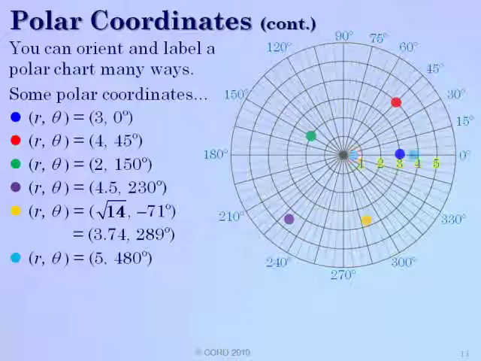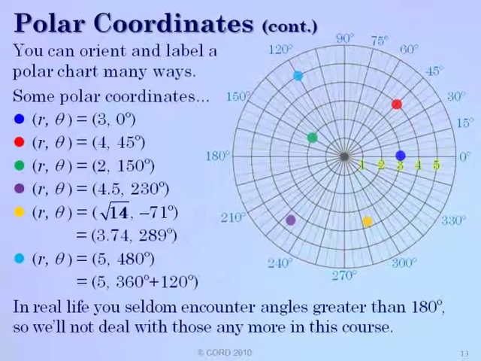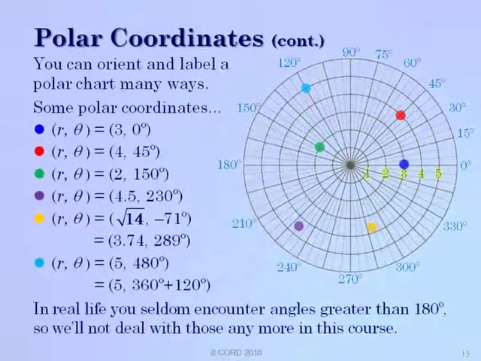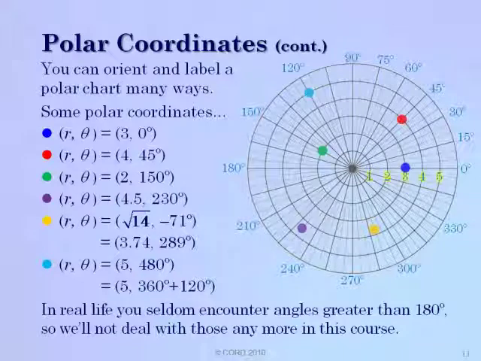Or how about 480 degrees? So 480, that's more than 360, so we have to go around more than once to get over to, well, really we just end up stopping at 120, because 480 will be the same as 360 plus 120. Now in real life, we're seldom going to encounter angles that are greater than 180 degrees, so we're not going to deal with those anymore in this module.